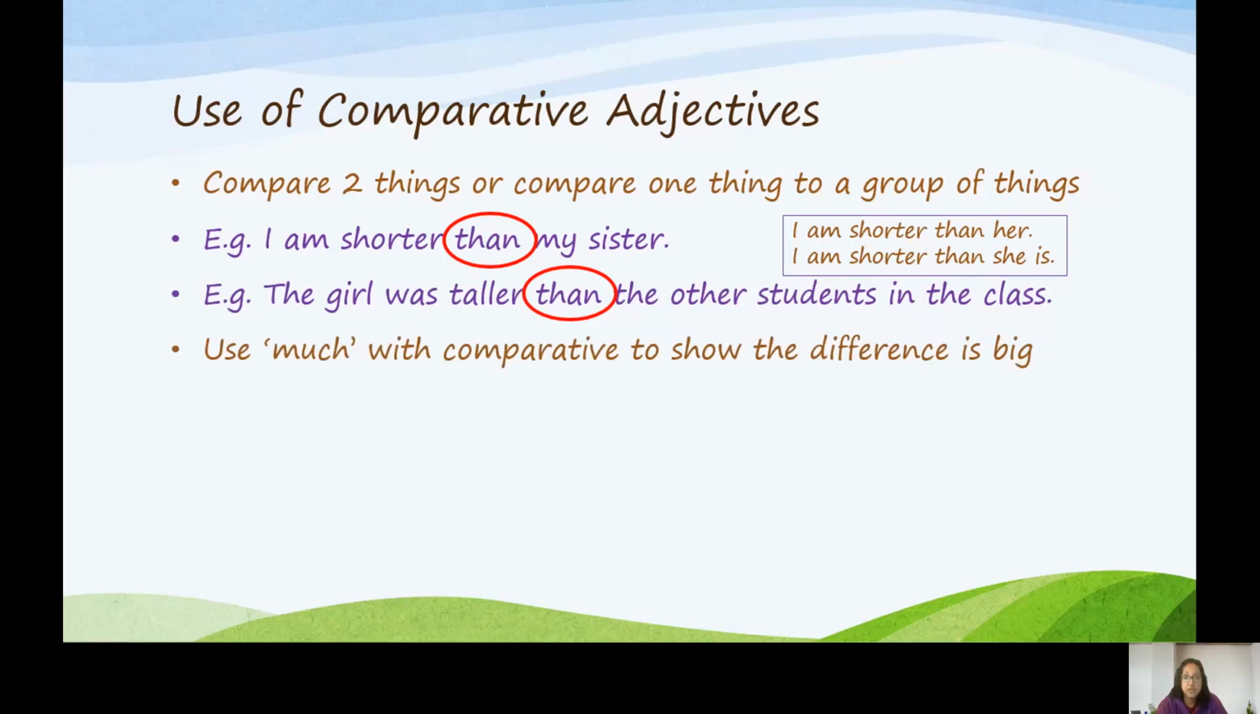We can use much with a comparative to show that the difference is big. For example, the girl was much taller than the other students in the class.